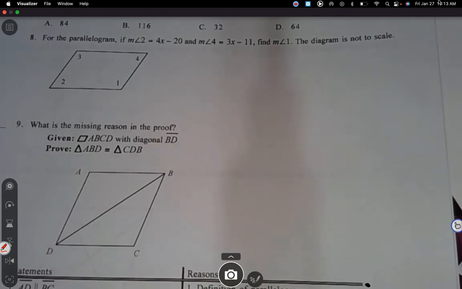Alright. Number 8, we're talking about angle 2 and angle 4. What do I know about those two angles? Since they are opposite, they are equal. Okay? So I would set 4x minus 20 equals 3x minus 11. How do I solve? Subtract my 3x. So I get x minus 20 equals negative 11. Add 20. A lot of people miss this one. So x is 9.